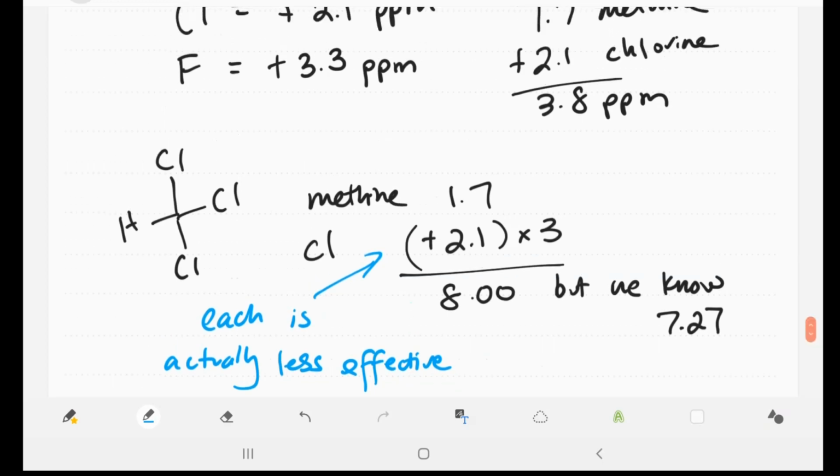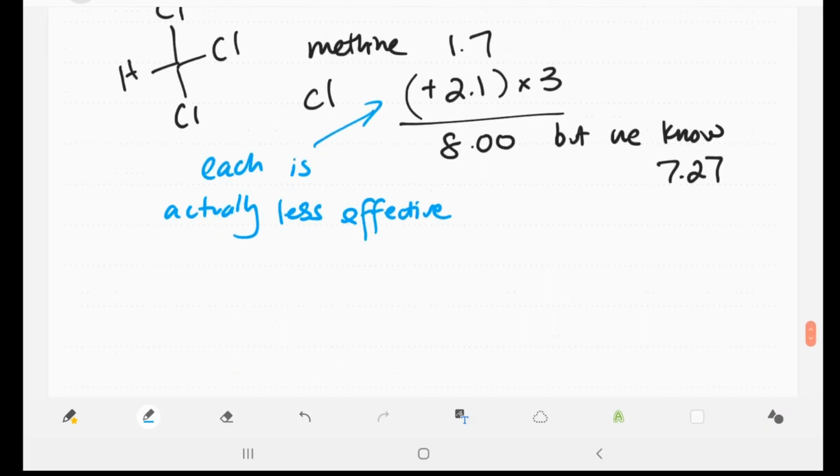Obviously going from 3.8 to 7.2, we are way more downfield. We're way more de-shielded by having 3 chlorines on there. But it's not the same as just putting 3 on directly. So just be aware of that. You might expect it to be 8, but it's not really 8. It's actually a little bit lower. So keep that in mind when you're adding these together. They're not exactly additive. They're somewhat additive.